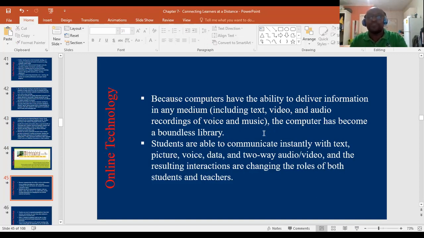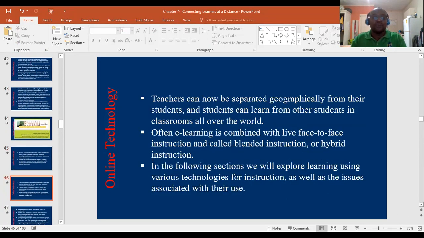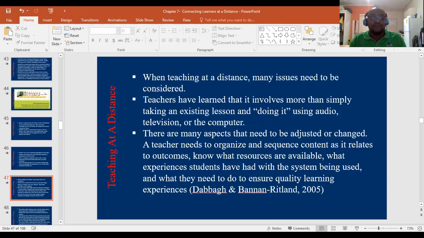When you look at the computer, you're looking at the library, the whole world. So students are able to communicate instantly with text, they can communicate with pictures, they can communicate with data, they can communicate in two-way audio, and the resulting interactions are changing the roles by which we look at all these things, right? So basically, this is what we can have.